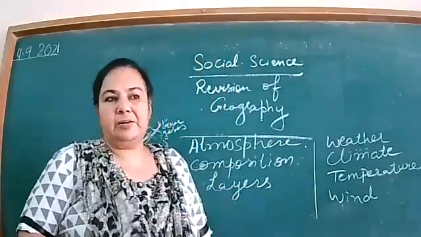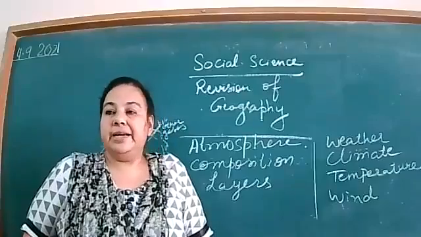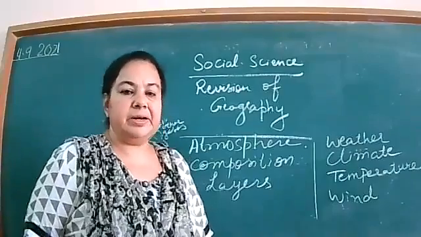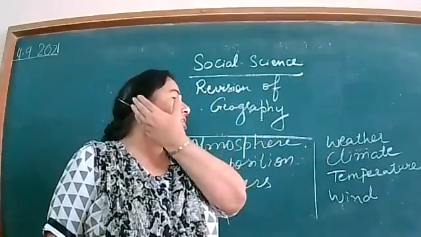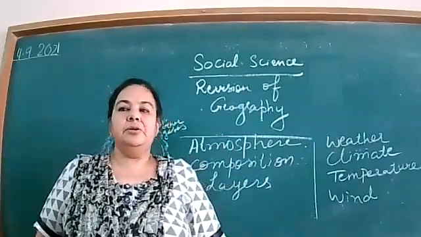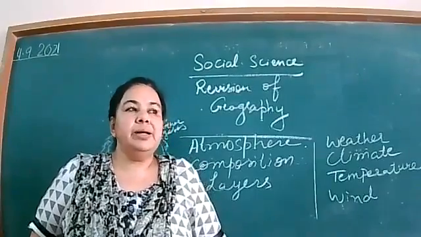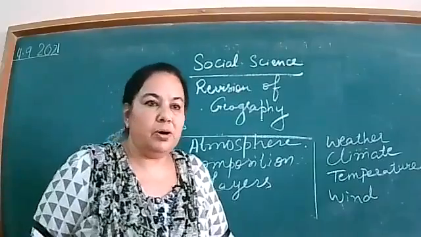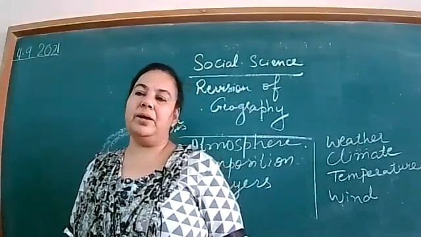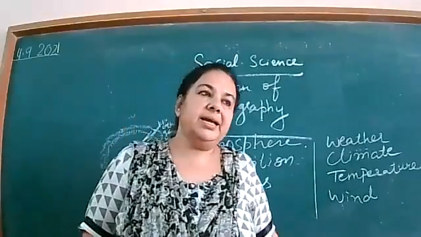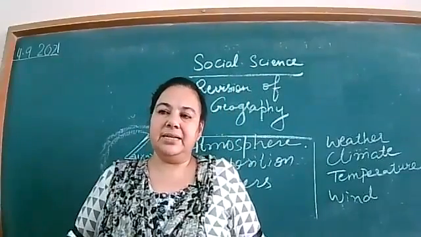Weather is the condition of atmosphere that changes from day to day, hour to hour, minute to minute. For example, I am saying today is cloudy, tomorrow may be sunny day. Today is sunny day, tomorrow may be rainy day. Is it clear? You can give example like this.